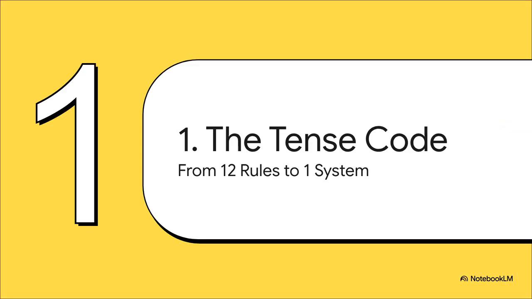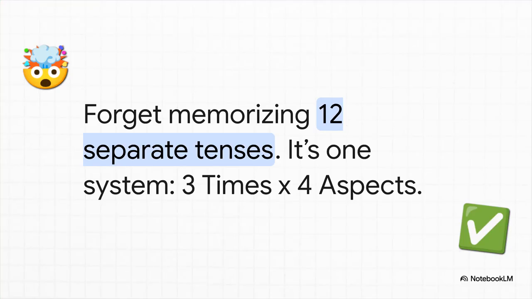Our first step is to completely reframe how you even see tenses. And trust me on this, it's the secret that changes literally everything. Here it is. This is the single most important idea I want you to take away. Stop trying to memorize 12 separate random rules. It's just one system, and it only has two parts. You've got 3 time frames, present, past, and future, and then you have 4 aspects that just describe how an action happens. That's it. Seriously.